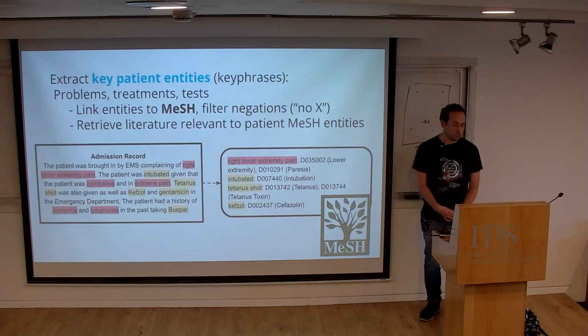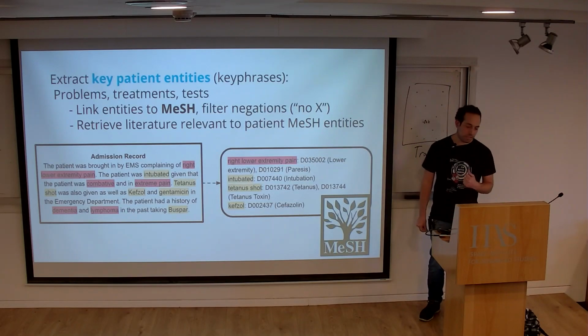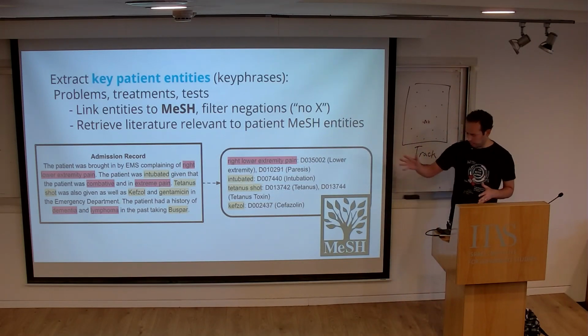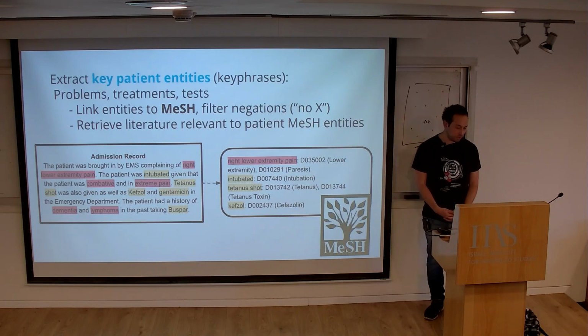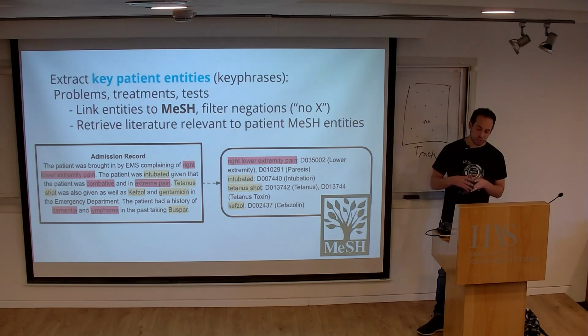So we focus on extracting problems, treatments, and tests. You can see some examples here of problems, treatments, and tests. And then we link them to MESH. I'm sure most of you have heard of this ontology of medical terms. We filter for negations, like we were saying, right? So someone has no headache, so we don't want to search for papers about headaches.